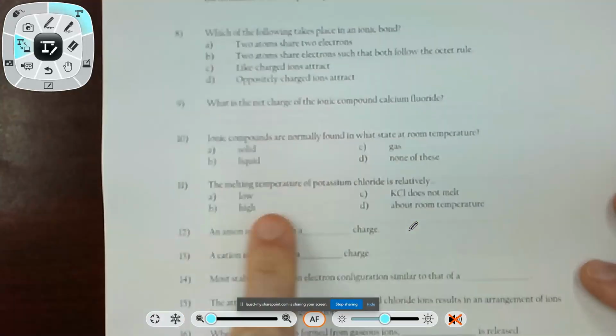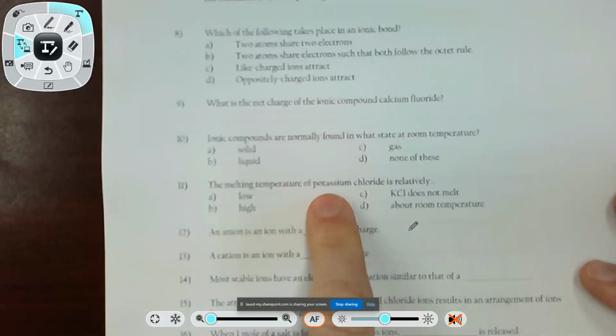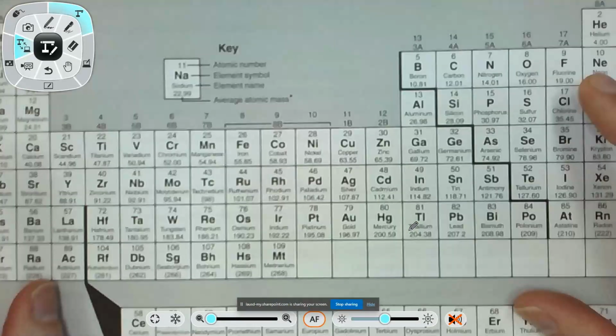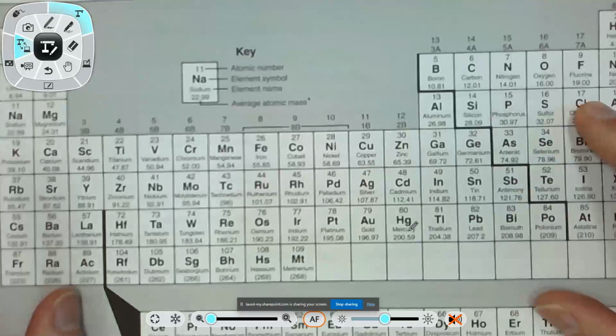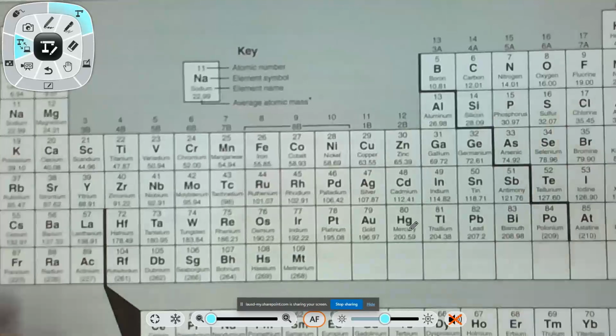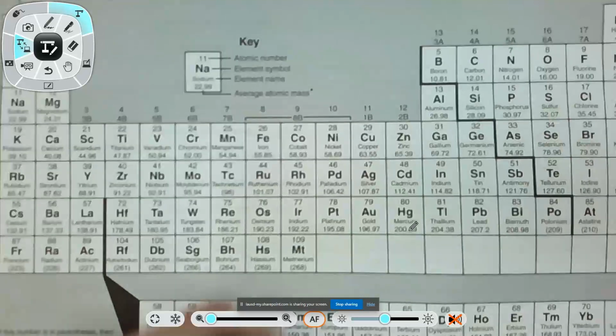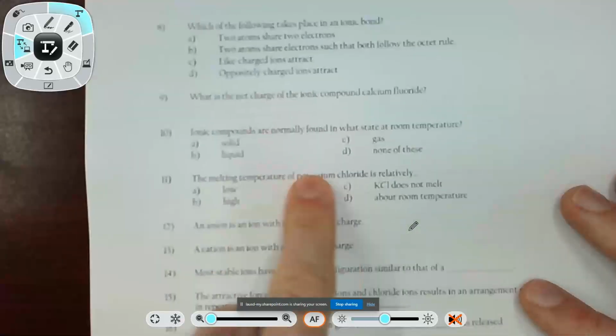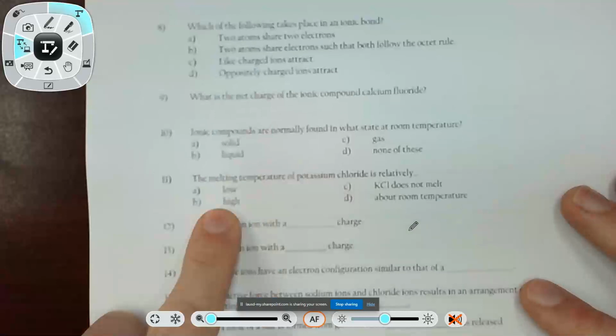Number 11, the melting temperature of potassium chloride. Here we have a substance made up of a metal and a non-metal, potassium and chlorine. Notice they're on opposite sides of the periodic table, so we have a big gap there, meaning there's a big gap in electronegativity. So we're going to get an ionic compound. That means this is ionic, and it's going to have a very high melting point.